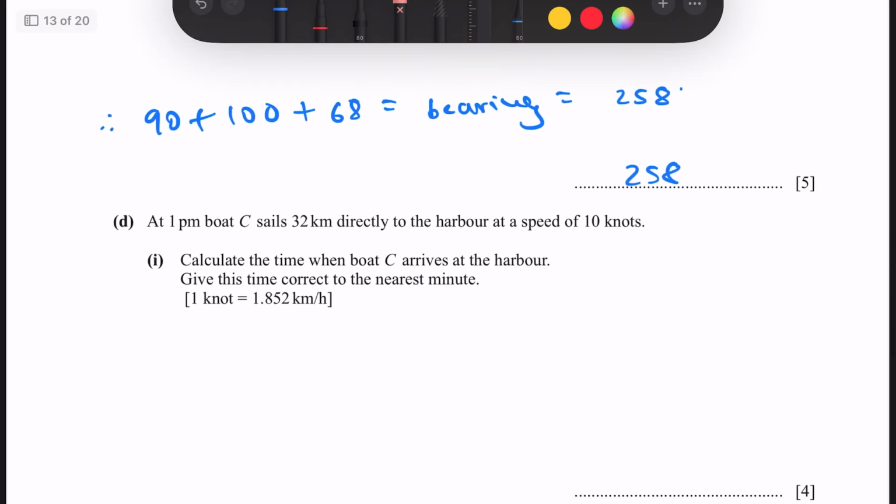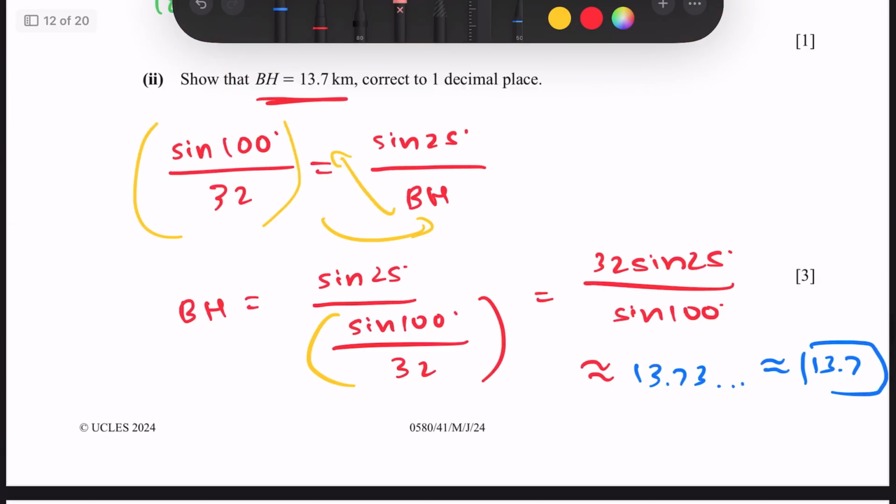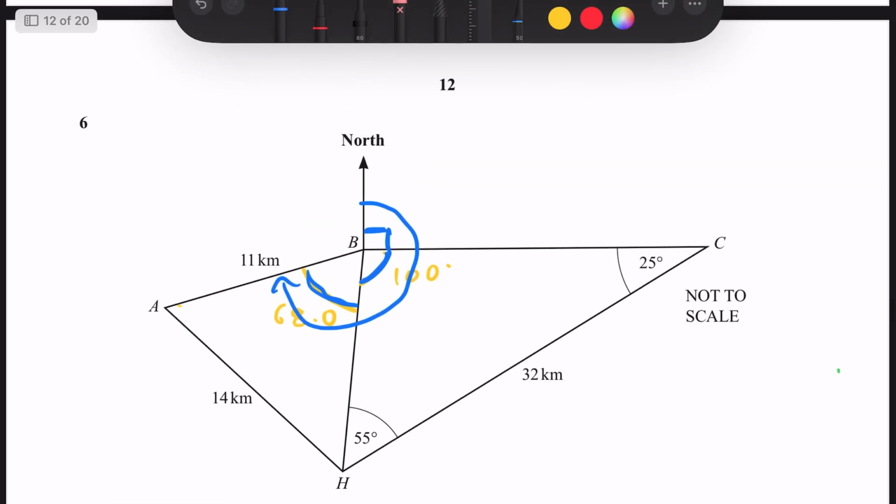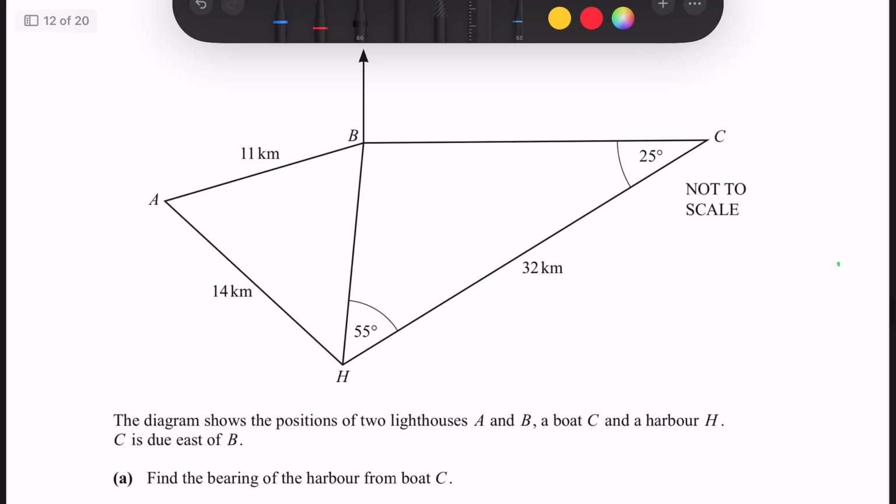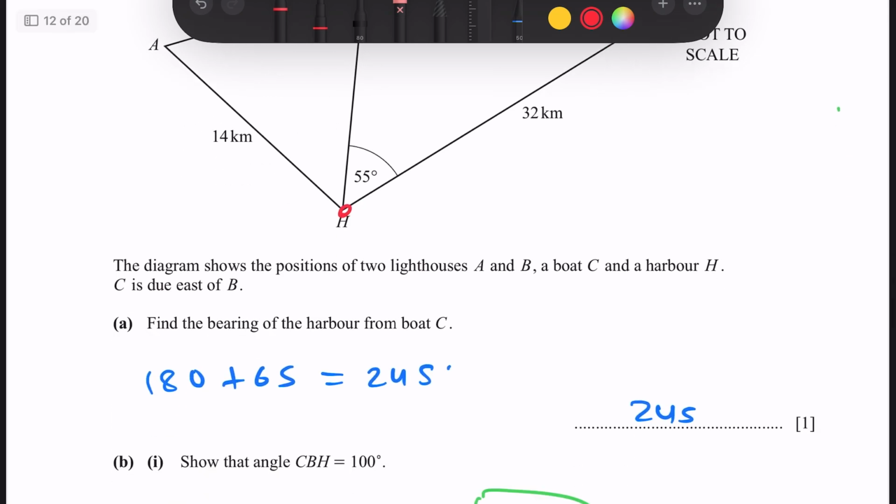Now D says at 1 p.m. boat C sails 32 kilometers directly to the harbor at a speed of 10 knots. Calculate the time when boat C arrives at the harbor. So if we look at this again, one second, sorry, I'll just erase all this again. So boat C is over here and our harbor is over here.